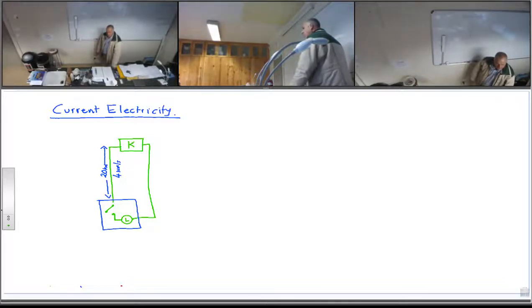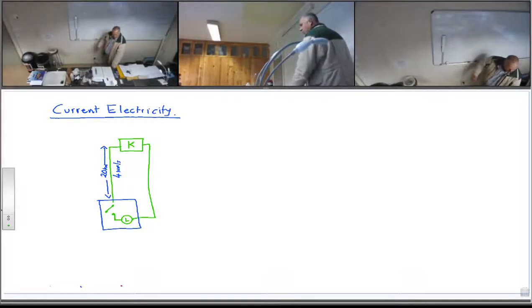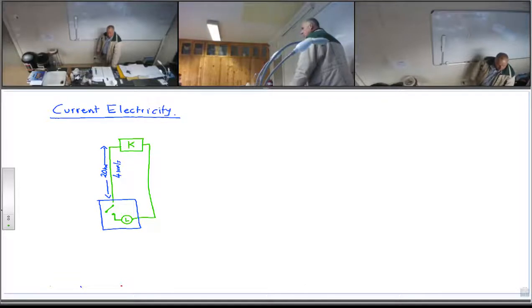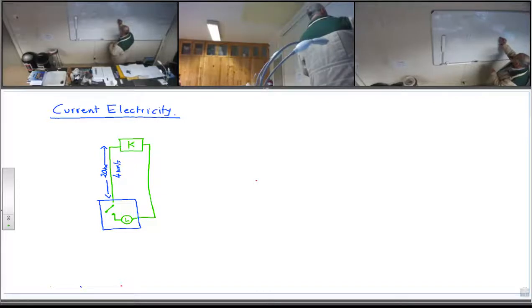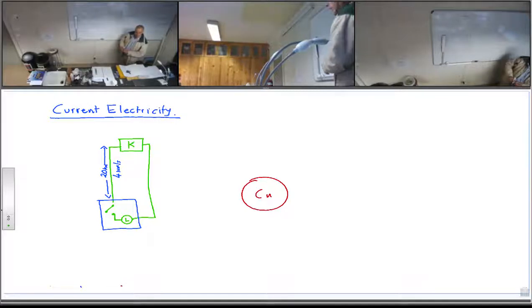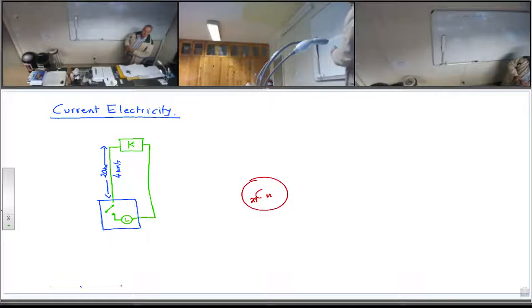The electrons are already in the wire, yes. So this copper wire is full of electrons. Where do the electrons come from? They're in the copper. Copper wire consists of copper atoms. And copper is number what? Copper is number 29, which means it's got what? 29 protons, but it's also got 29 electrons.